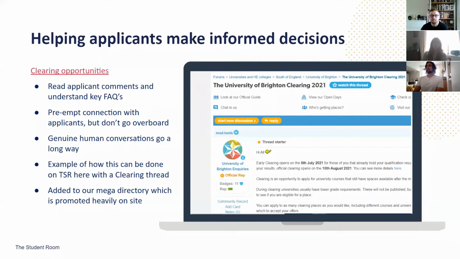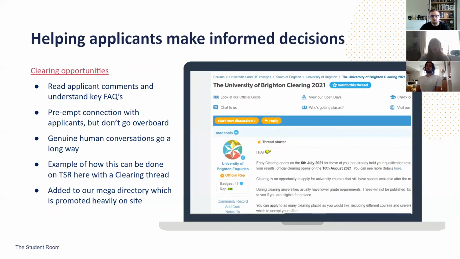Cool. So on The Student Room, we recommend to our clients who have an official rep to create something called a clearing thread. This is to help applicants make informed decisions, and it runs right from when clearing opens on the 5th of July all the way through to results day and beyond. And this is just where students can ask any basic queries about clearing all the way leading up, and then we can also get an idea of the students who are interested in clearing leading through summer into results day and help support them when it comes to results day. So it's really key for our clients to ensure that they are making the most of this tool. It means that they can read applicant comments and understand those key FAQs before results day and try and get ahead and preempt this communication.